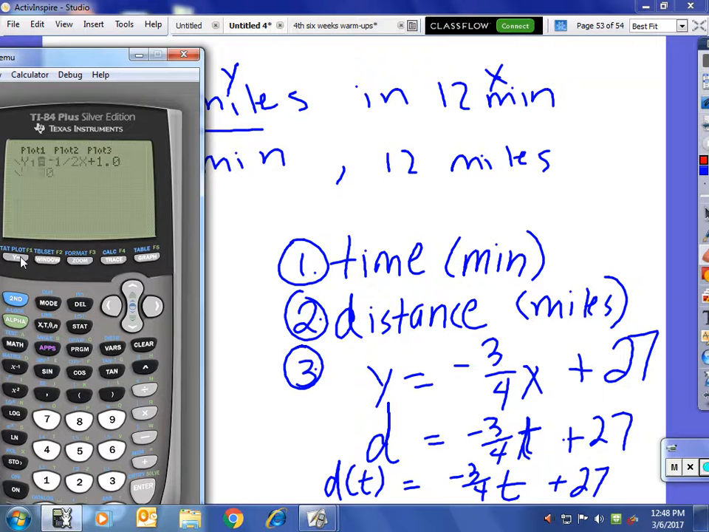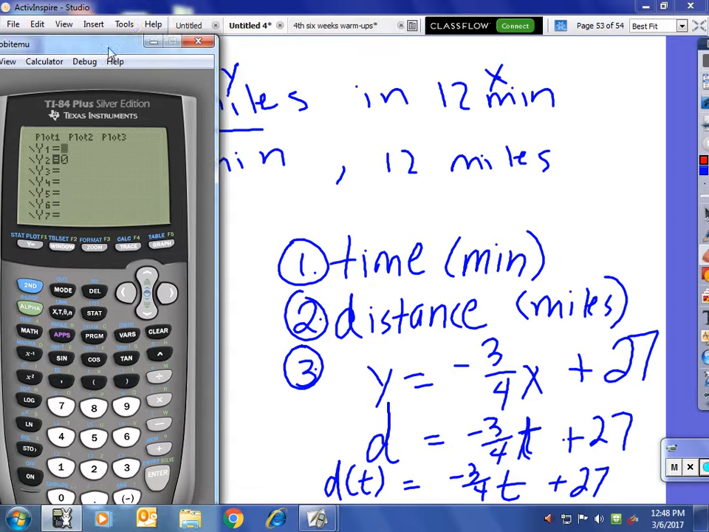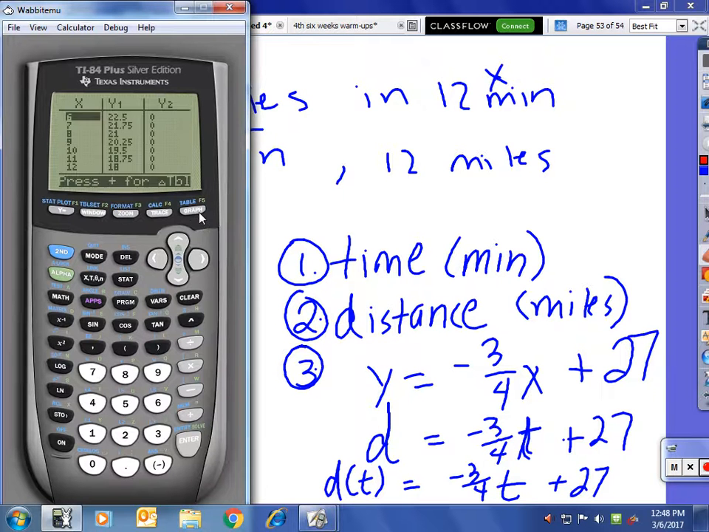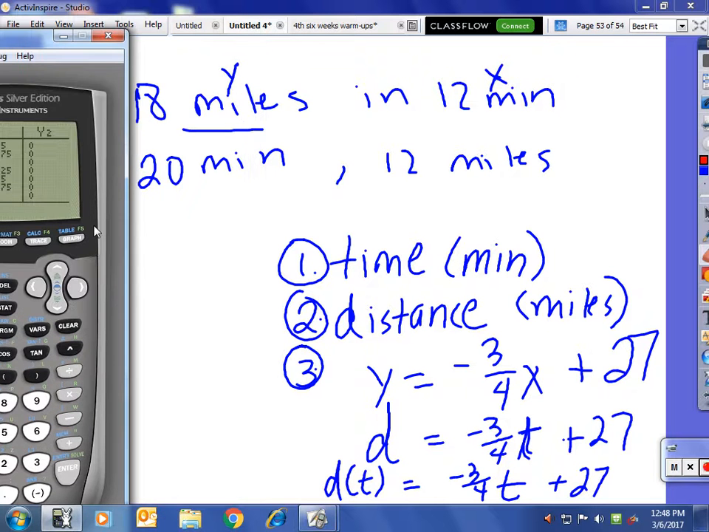Where will I get those? From the table of values. But the function's not in there. The calculator told us the function, but we didn't enter it anywhere yet. So you're going to have to go to y equals and put in negative 3/4 x plus 27. Look at the table of values. Just give me 2 random points. For example, I see 8, 21.